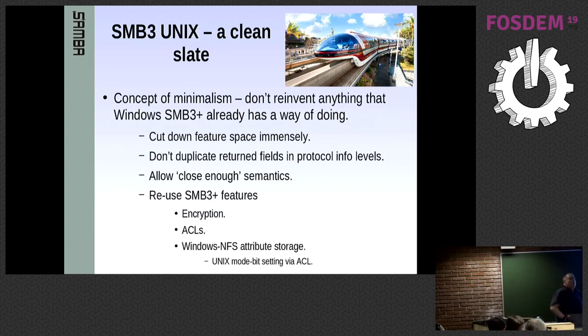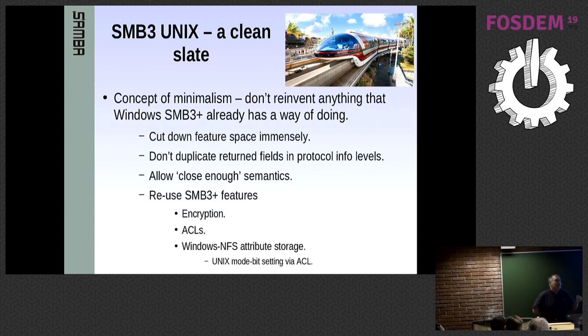So, what does this mean? Cuts down on the extra stuff you need to add. Don't duplicate stuff. If you have an info level in Windows that returns create timestamps and whatever, don't add another POSIX level that does the same thing. You've already got that data. Get it the Windows way. Allow semantics that aren't 100% POSIX, but are kind of close enough. And I'll explain a little more what that means in a later slide.